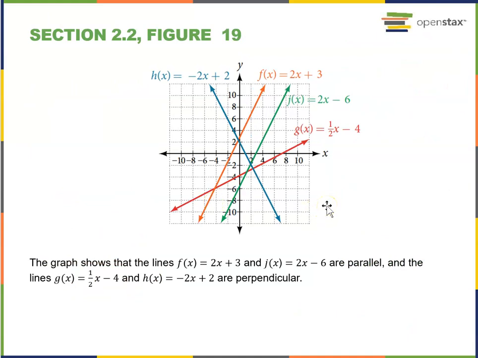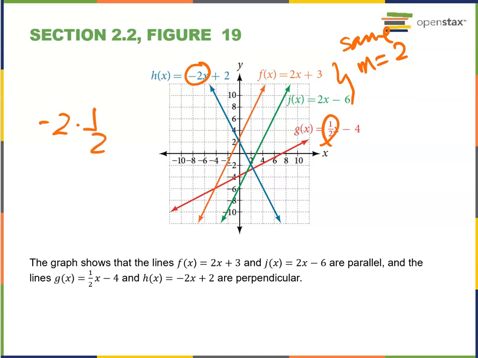Next, these are the different graphs of lines, and we can see that the orange and the green are parallel lines, 2x plus 3 and 2x minus 6. They have the same slope of 2, so that's why they are parallel lines. Then the blue and red: the slope here is negative 2, the slope here is 1/2. When you multiply that, it is equal to negative 1. So that's why they are perpendicular. Okay, see the difference between parallel and perpendicular lines.